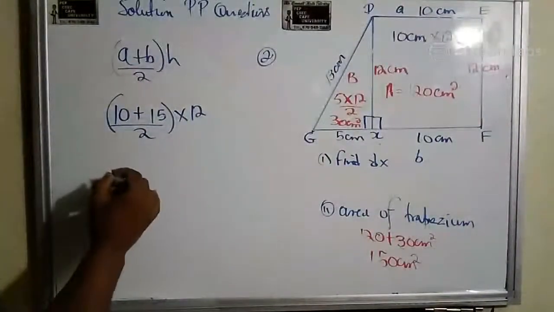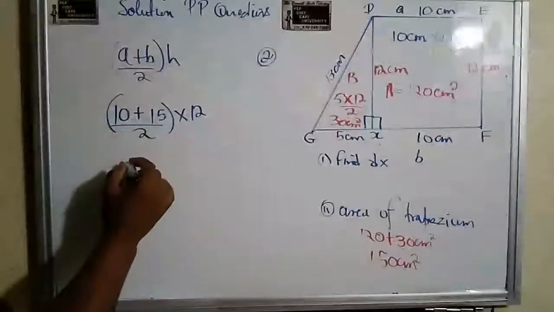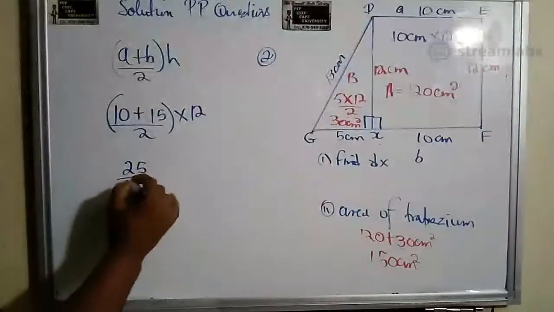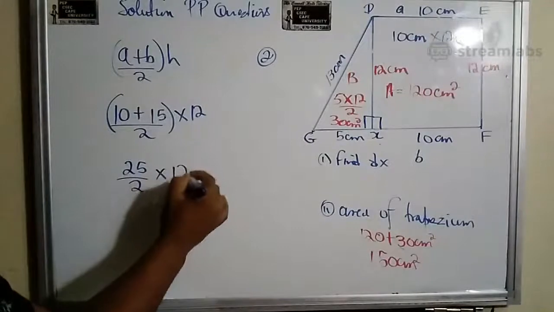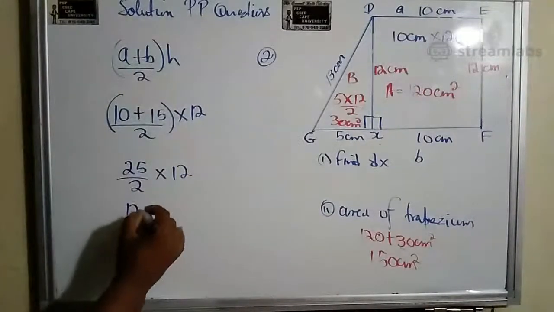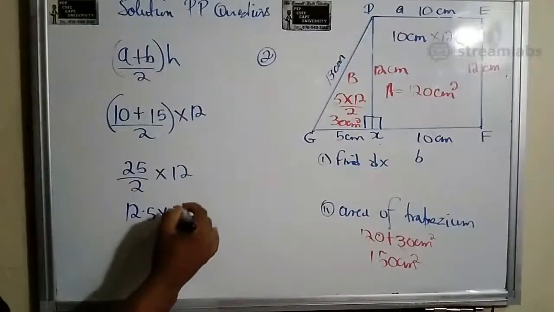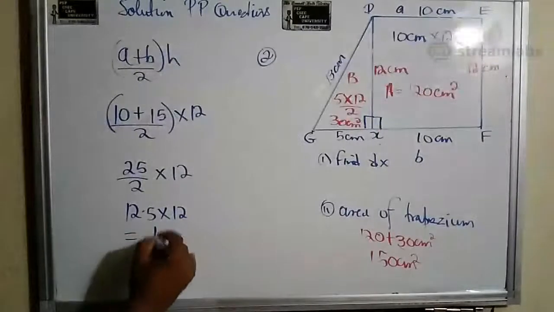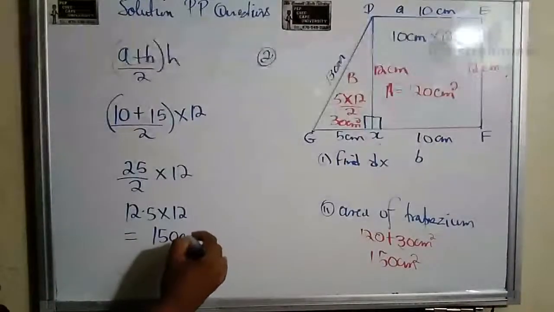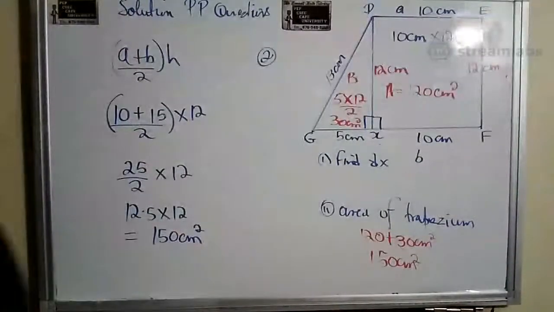So now this will give us 10 plus that is 25 divided by 2 times 12. So that's 12 and a half times 12. And that gives us 150 centimeters square. So it doesn't matter which of them you use, it's up to you, students. It's up to you to decide which one you want to use.